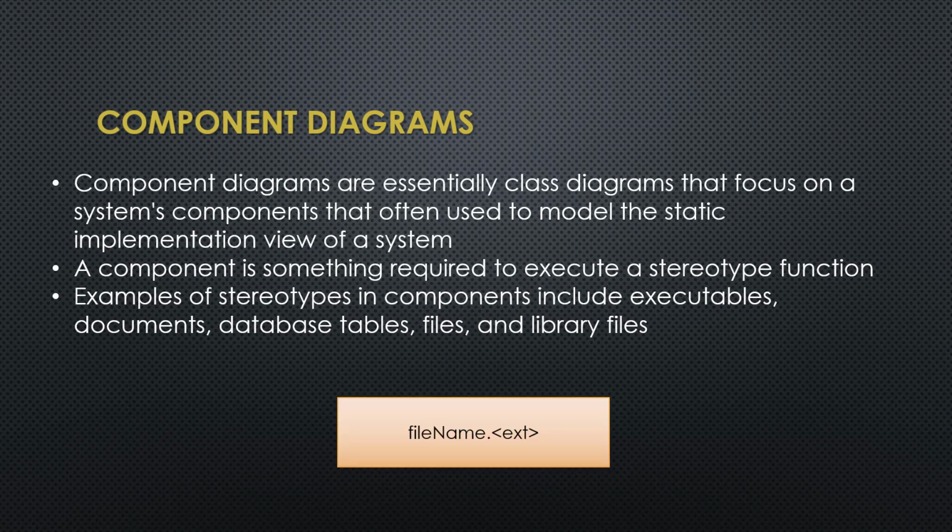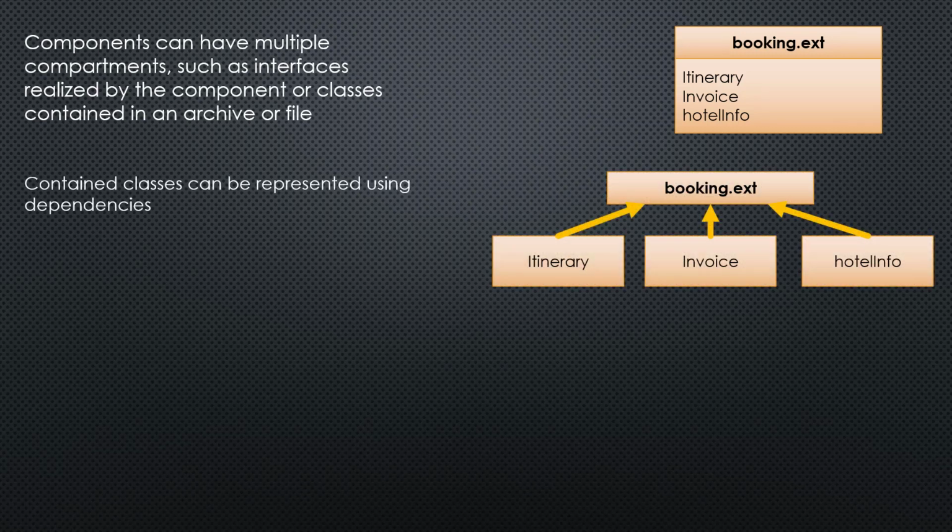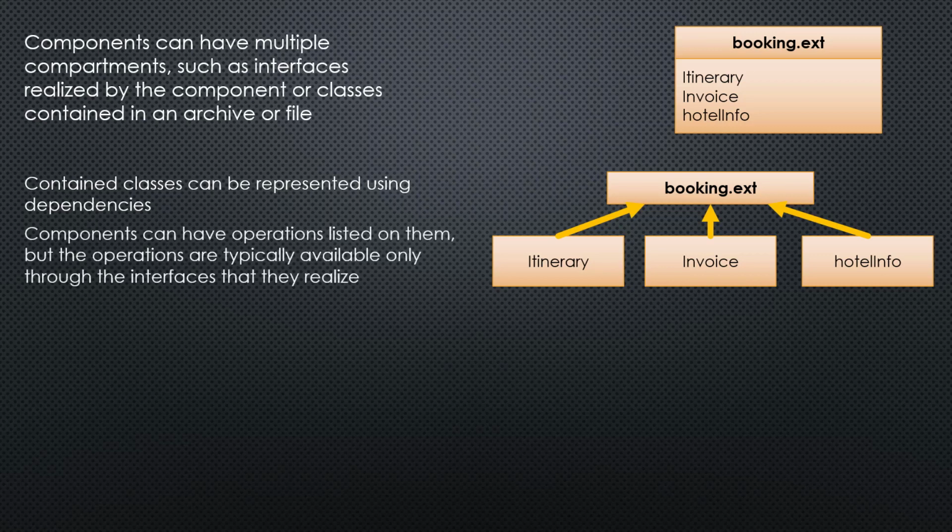Here we have an example. FileName.extension. Components can have multiple compartments, such as interfaces realized by the component or classes contained in an archive or file. Contained classes can be represented using dependencies. Components can have operations listed on them, but the operations are typically available only through the interfaces that they realize.